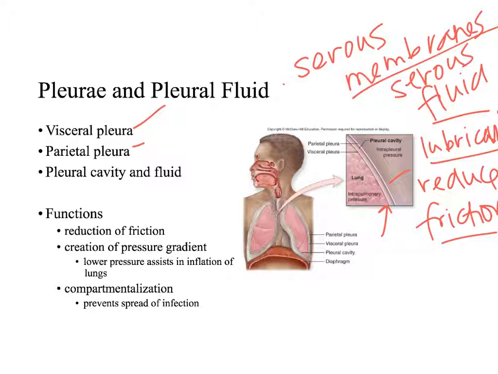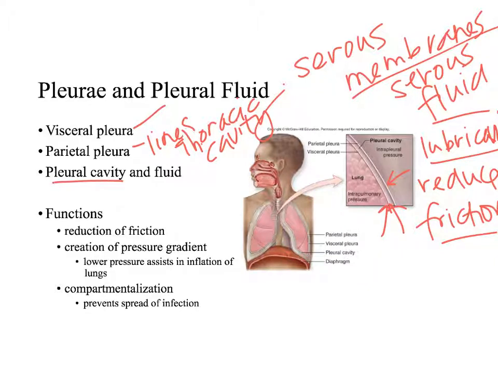Okay, so there's the visceral pleura, which lays right on top of the lungs. The parietal pleura is outside of it. We say the parietal lines the thoracic cavity. Thoracic cavity. The space in between here is called the pleural cavity, and that's where the fluid is going to be.